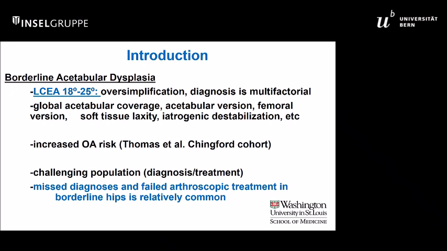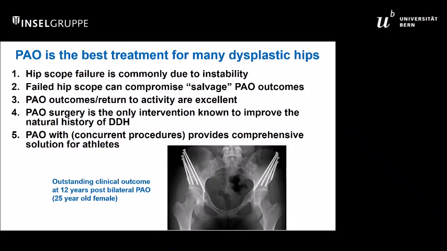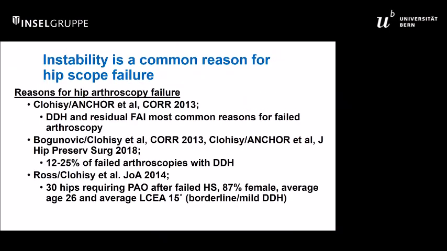We know the risk of arthritis, at least in females, extends into this borderline range, which makes this a challenging population to decide on arthroscopic treatments versus open treatments like the PAO, and we commonly see patients who have failed arthroscopy in this group. So we have a good understanding of the role of PAO in the dysplastic hip, so we'll hit upon each of these points in the argument.